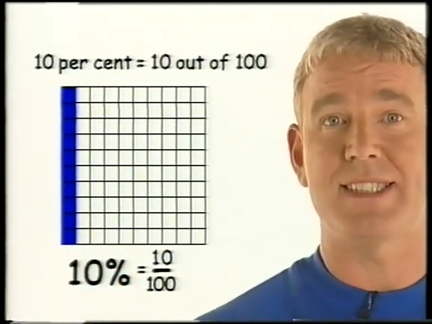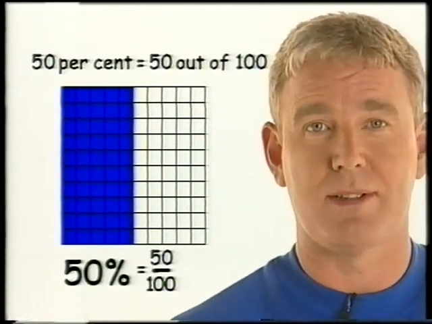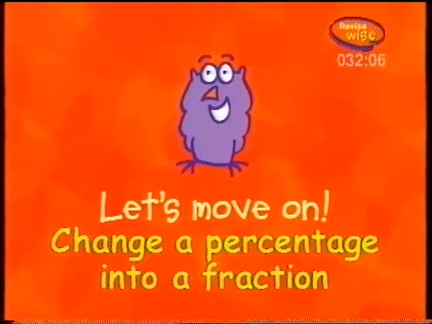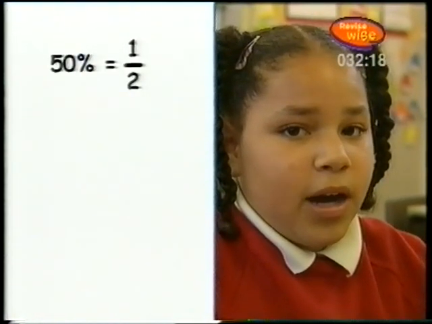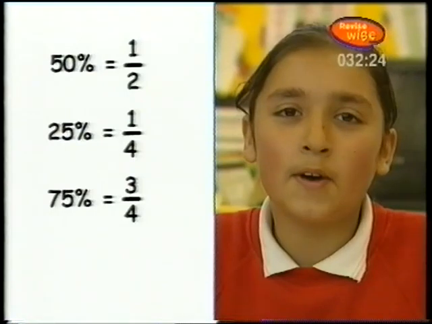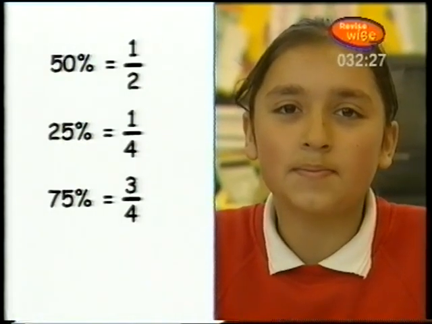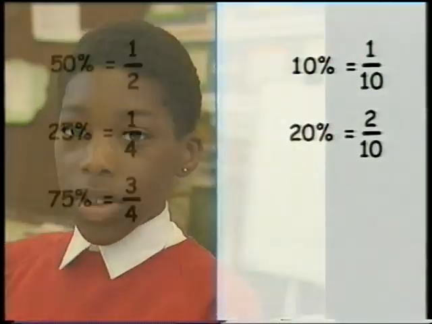So 10% means 10 out of 100. 25% means 25 out of 100. 50% means 50 out of 100. Percentages and fractions are all closely related. Over to the maths team. 50% is also equivalent to a half. 25% is equivalent to 1/4. 75% is equivalent to 3/4. 10% is equivalent to 1/10. 20% is equivalent to 2/10.